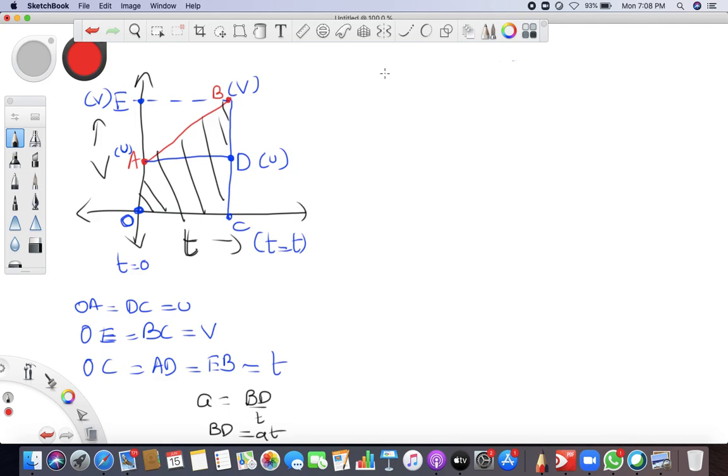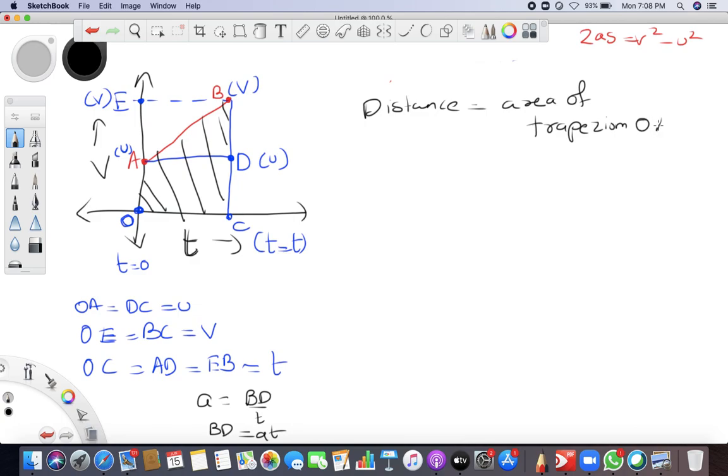Now in the third equation of motion, what is your third equation? 2AS is equal to V square minus U square. Okay, this is your equation. Let's see. Again, distance is what? Area. Area of trapezium. Now here you will see a trapezium. The earlier one what we wrote was a trapezium only. OABC. Can you see this? Is this a trapezium or not? A trapezium is a figure which has one pair of sides parallel and one pair non-parallel. So this and this are parallel, and these are non-parallel.